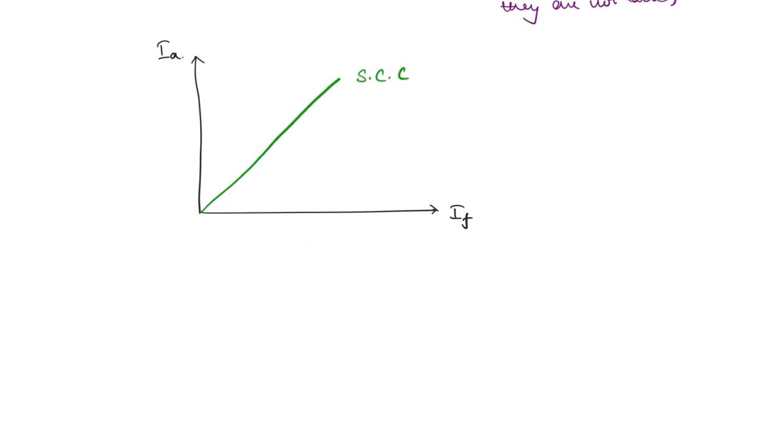So what is the reason for it? We have two magnetic fluxes, right? One is the main field flux.